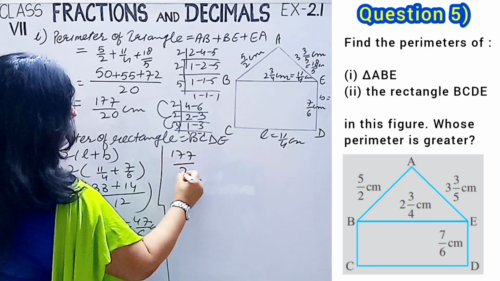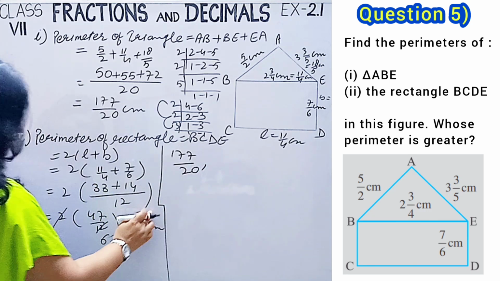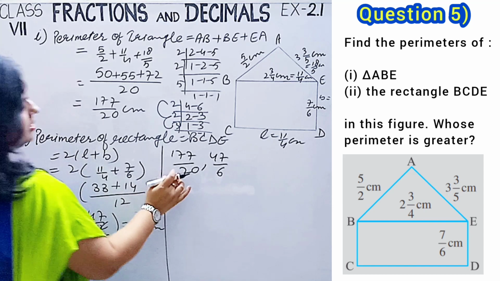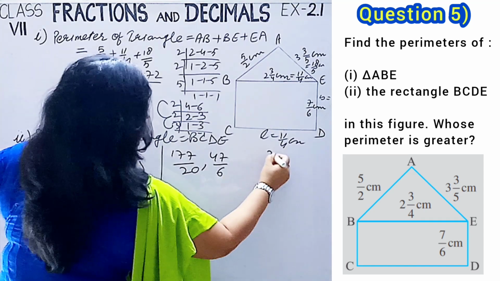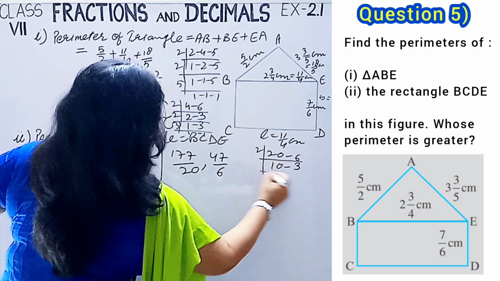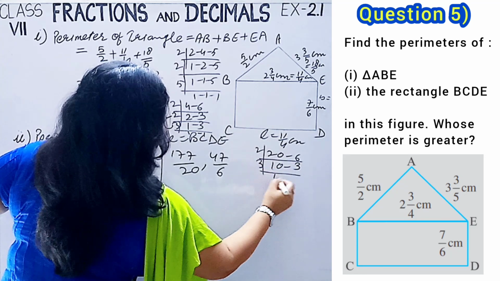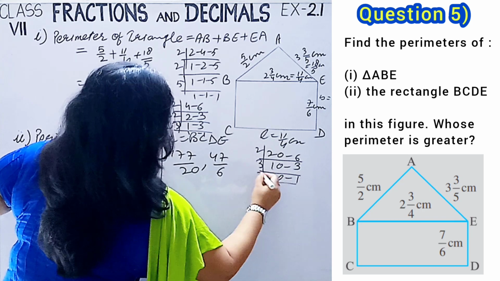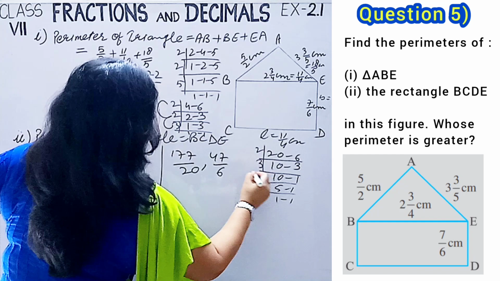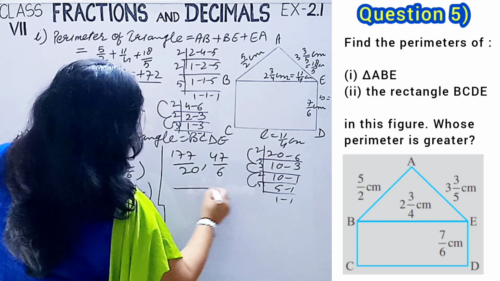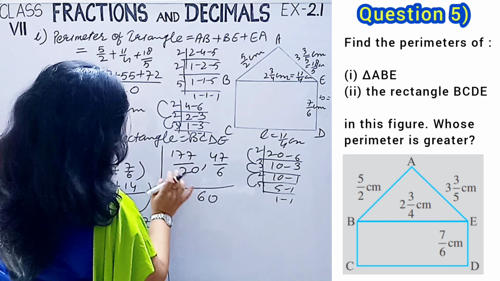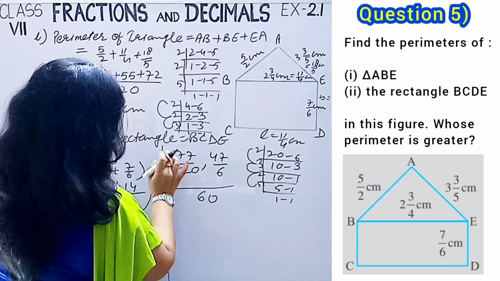(177 upon 20) and 47 upon 6. So we have to compare these two fractions. So the LCM of 20 and 6: 2, 10, 3, 3, 2 and the last one is 5. So 5 2s are 10, 10 3s are 30, 30 2s are 60. So 60. Now divide 60 by 20 and multiply with 177.